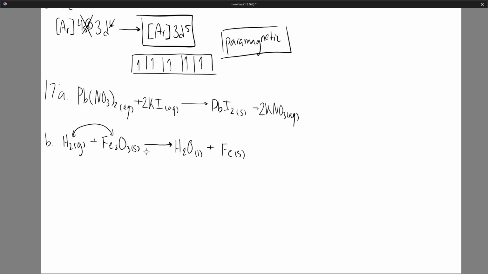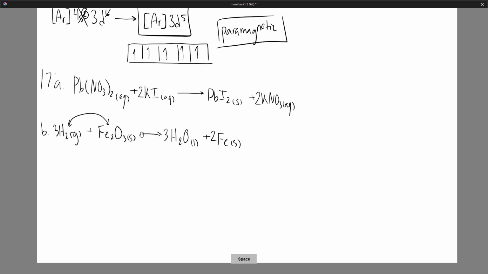So now we go through and balance it. There's 2 irons here, 1 here, so you put a 2 coefficient there. And there's 3 oxygens here, just 1 here, so you put a 3 coefficient right here. So that makes 6 hydrogens. There's only 2 here, so you put a 3 coefficient right here. And that should be it for this one.